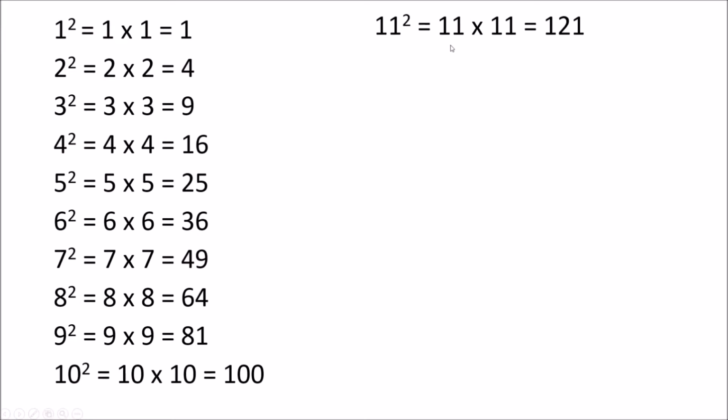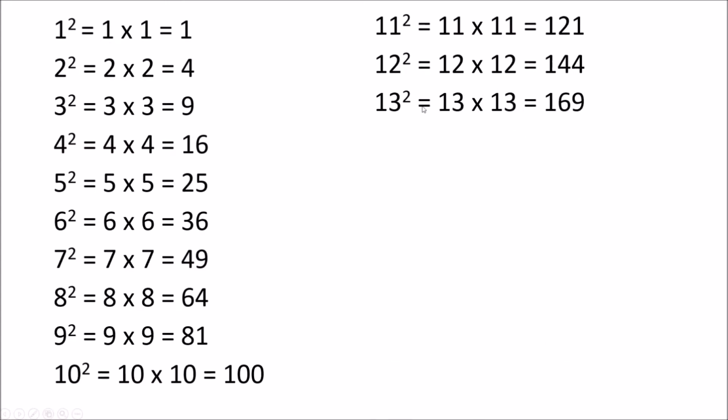11 to 20 squared. 11 squared is equal to 11 times 11 equals 121. 12 squared is equal to 12 times 12 equals 144. 13 squared is equal to 13 times 13 equals 169. 14 squared is equal to 14 times 14 equals 196.